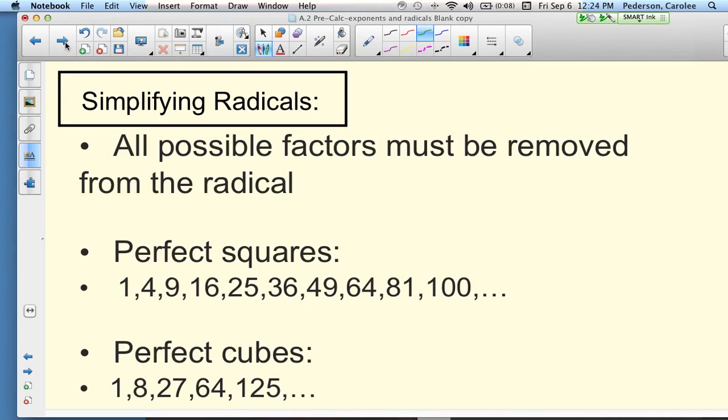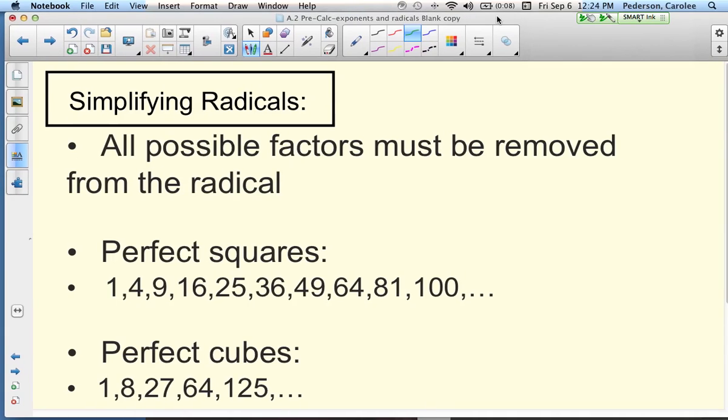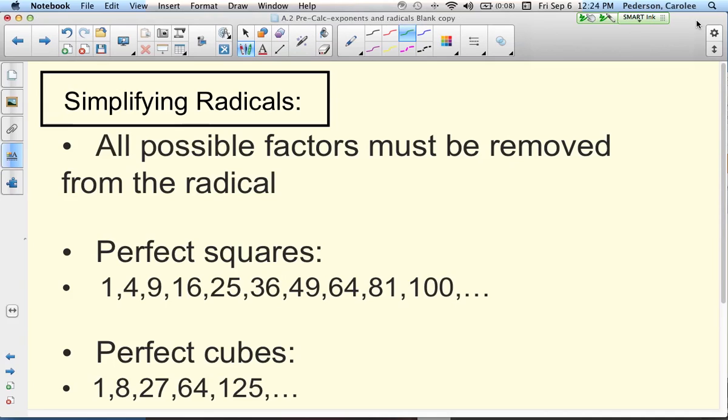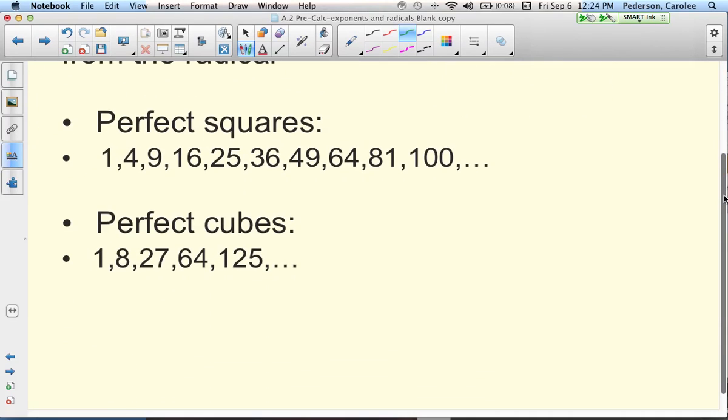Here are some possible factors that you will be removing in your radicals that you will need to memorize in this class. So there are perfect squares, like 1 times 1 is 1, 2 times 2 is 4, 3 times 3 is 9, etc. And then there are some perfect cubes: 1 times 1 times 1 is 1, 2 times 2 times 2 is 8, etc. Make sure you start to memorize some of these perfect squares and cubes if you haven't done so already.